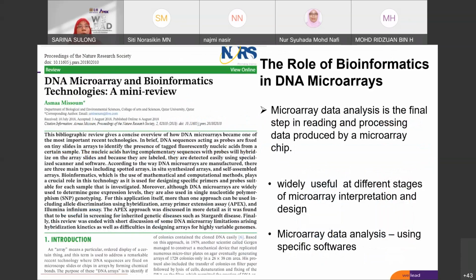Okay, so now we are going to the last part of the presentation. This is related with the microarray data analysis. As we all know, microarray data analysis is the final step in reading and processing data produced by a microarray chip. So of course, the role of bioinformatics in DNA microarrays is also very important. I think everybody knows about the bioinformatics contribution. So it's widely used at the different stages of microarray interpretation and design, and also microarray data analysis actually using specific software. There are different kinds of specific software, where some need a license, or maybe it's free and you can just download it from the website.